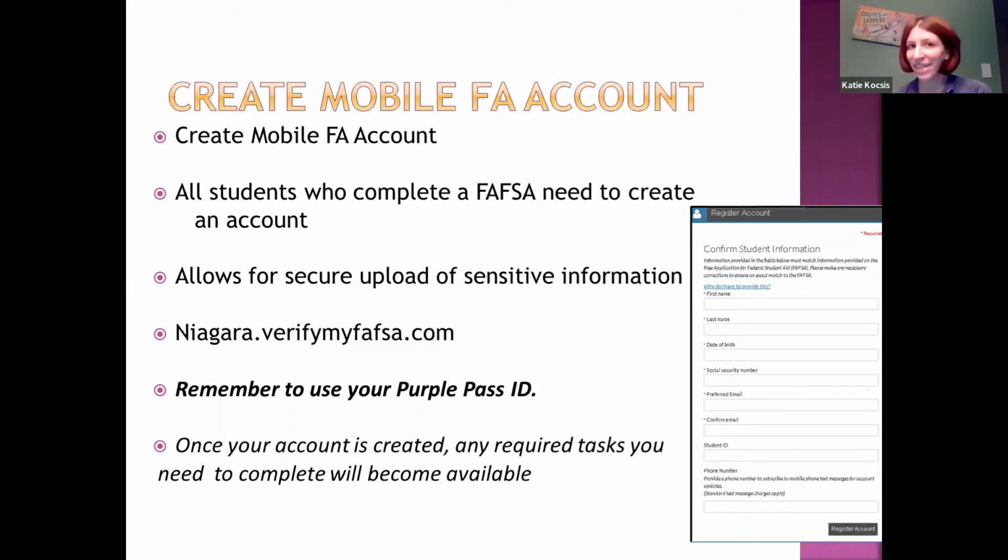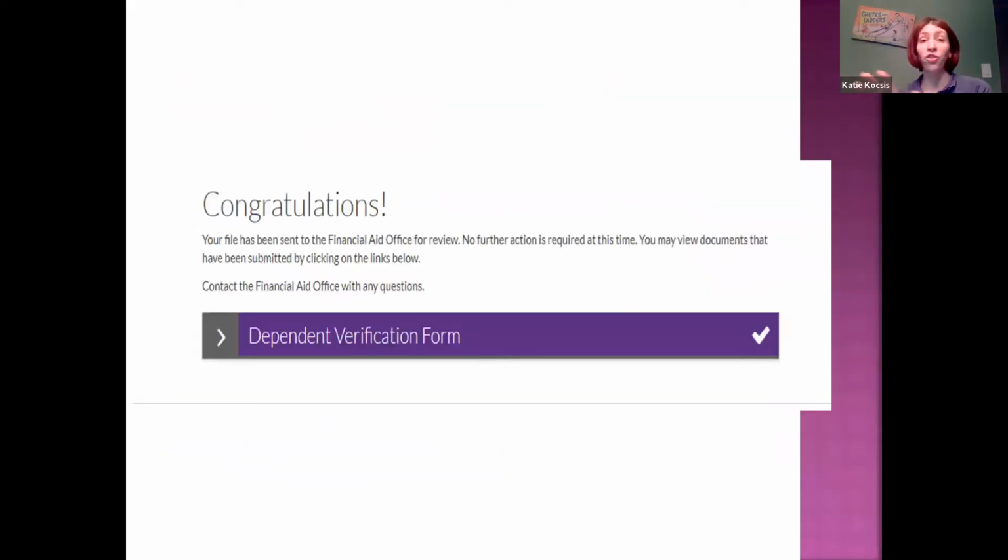Again, Purple Pass ID, you're going to use this for literally everything at Niagara. As long as that's created, you can go ahead and use it to log in. Once your account is created, any required tasks that are needed will show up on a list and let you know what exactly is needed. And it'll just say, congratulations, you're all set. Or it will say, like in this case, this is someone who uploaded the verification form, but it would say that it would be missing it. There wouldn't be a check mark next to it.